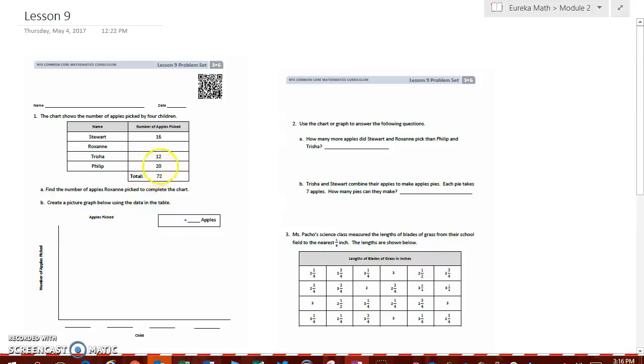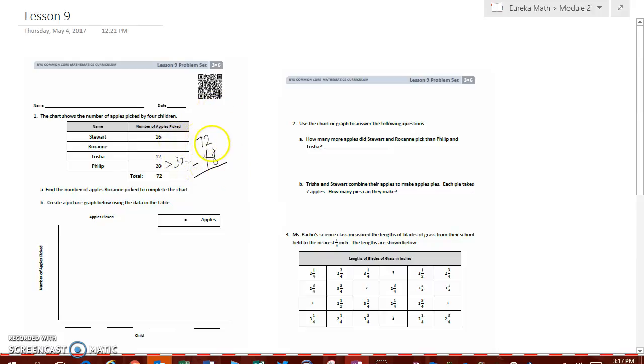If I look at the 20 and the 12, these two together are 32. 32 plus 16 is, alright, so I'm going to take 32, I'm going to add the 10, that gets me to 42. 42 plus 6 is 48. So to figure out Roxanne, I need to do 72, the total, minus however many the other 3 kids picked.